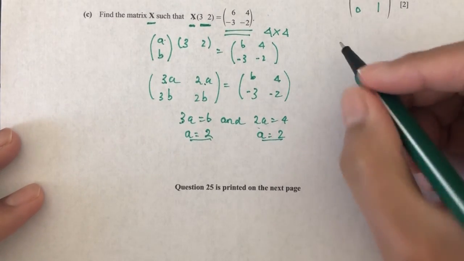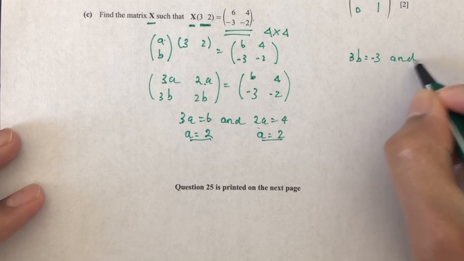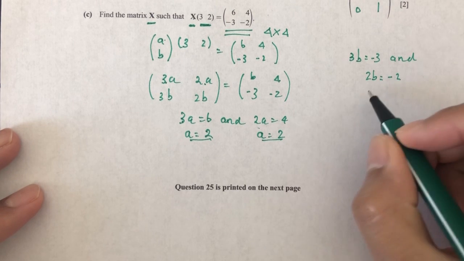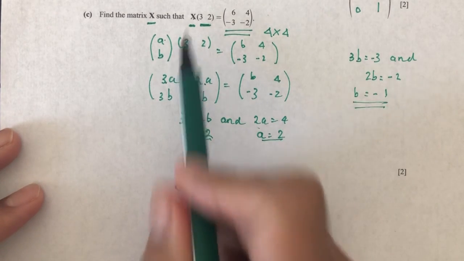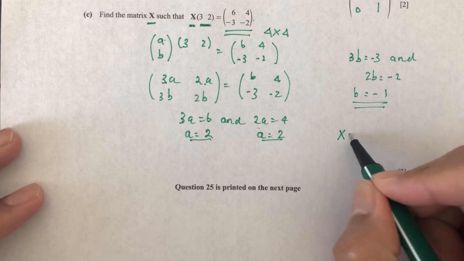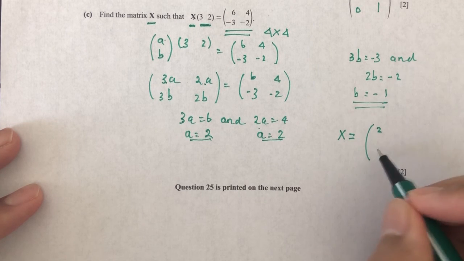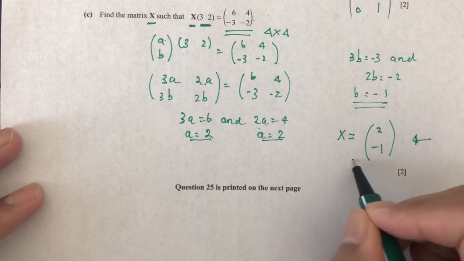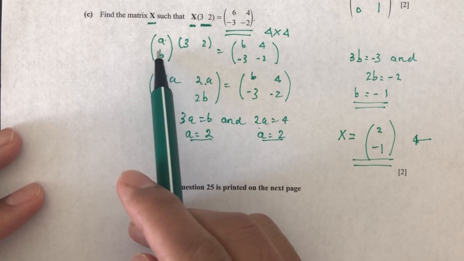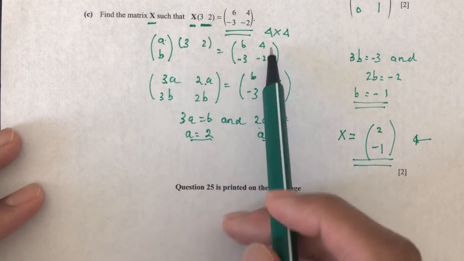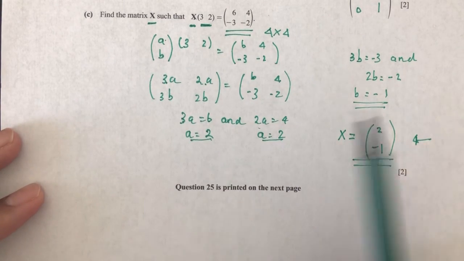Now for B, we have 3B equal to minus 3 and 2B equal to minus 2, which means B equals minus 1. So same for those two. So your answer for part C will be X equal to a column vector, with the values of A, which is 2, and B, which is minus 1. So that is your answer for part C. The most important point is this part: we have to know by what we must multiply this matrix to get a 4 by 4 matrix. That was the most important part, and the rest was just evaluating and then finding the values of A and B.